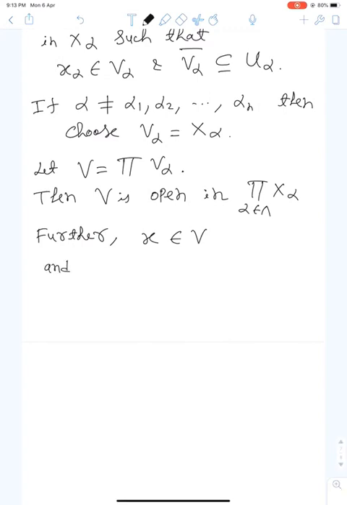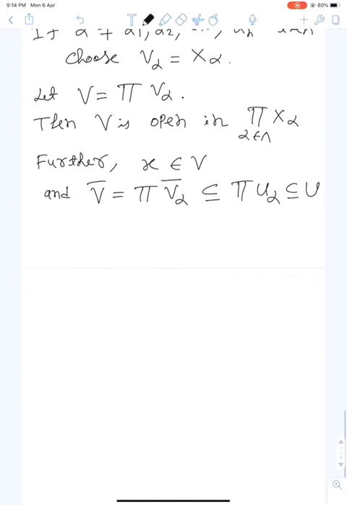And V closure, which is just the product of V alpha closure, right? And each of these V alpha closures is a subset of u alpha, right? So it is a subset of the product of u alpha, which is a subset of U. Right? So we get this kind of open set V such that x belongs to V and V closure is a subset of U. Therefore, that product of X alpha is regular.